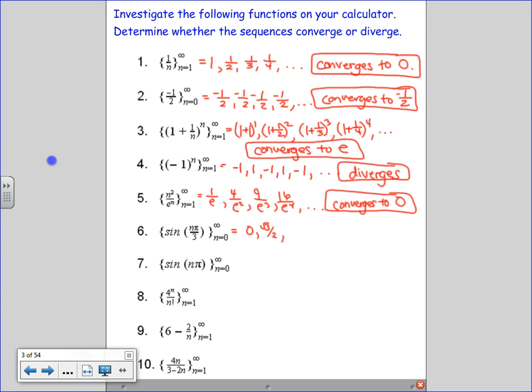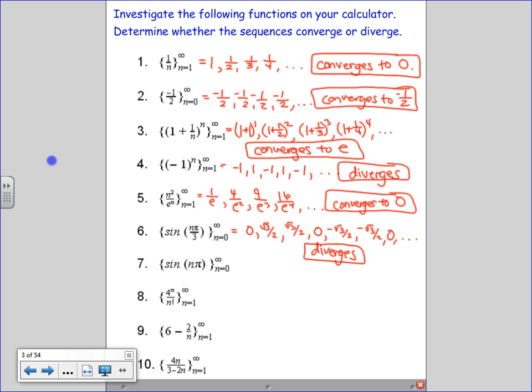Then sine of 2 pi over 3. Square root of 3 over 2. Sine of 3 pi over 3. 0. Sine of 4 pi over 3. Negative root 3 over 2. Sine of 5 pi over 3. Negative root 3 over 2. What's it doing? Diverging. It's divergent. It's not going to converge. It's going to keep on cycling over and over.